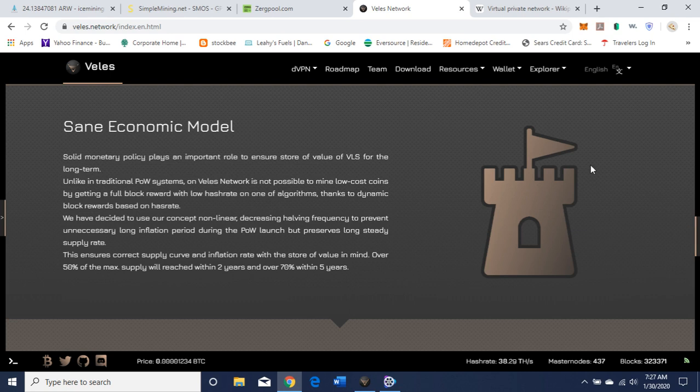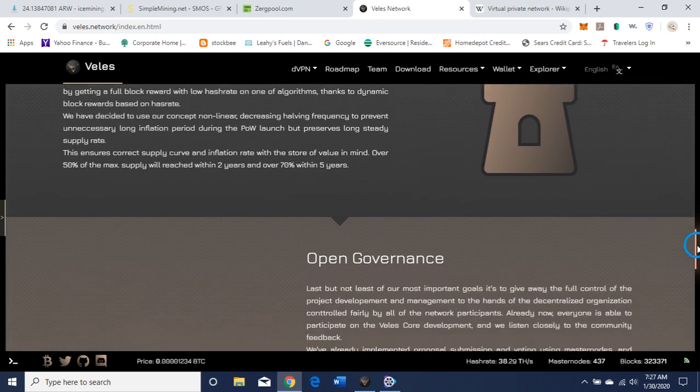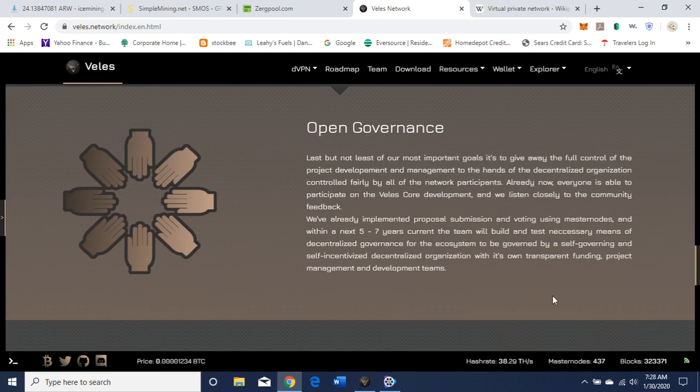So you can read more about this in their white paper. It's getting into the technical aspects of the project. I'm just going to do a brief overview today. Open governance: last but not least, one of our most important goals is to give away the full control of project development and management to the hands of a decentralized organization controlled fairly by all of the network participants. Already now everyone is able to participate in the Veles Core development, and we listen closely to community feedback. You can read more about that when you get a chance, a little bit of a taste of their open governance.